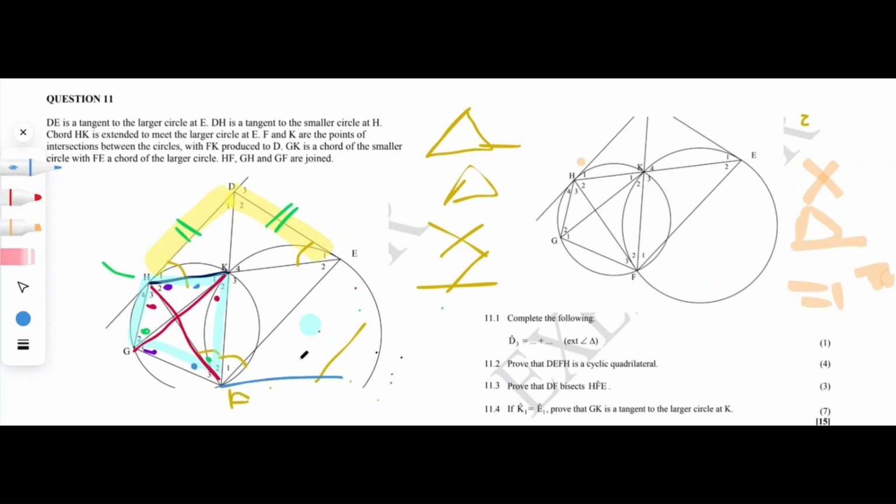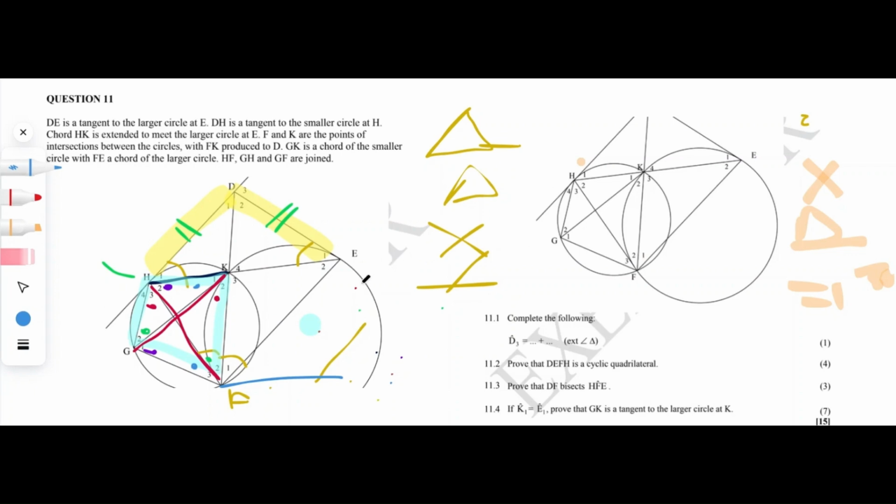A lot of students may also think that F1 will equal H2 plus H3 because of exterior angles of a cyclic quad, which is not true. Why is it not true? Because F1 is not on a straight line. It has to be a straight line. Okay, so no, exterior angle of a cyclic quad is not applicable to this question. It's not applicable to this question, okay?